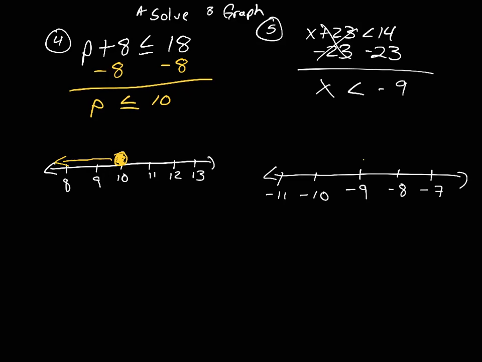My circle goes at negative 9, and I'm going to leave it open because there's no line underneath my sign. And then I'm going to go to the left because x is all the numbers smaller than negative 9. And there you have it. If you solve these and graph these perfectly and you got the right answer, I think you're well on your way to understanding what we're doing. We only have one more thing that we need to cover.